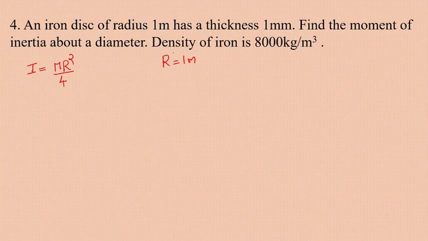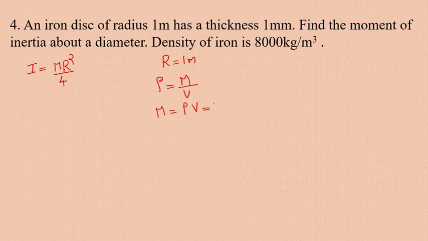Since the density is given, we use the concept that density is equal to mass by volume. So density rho is equal to mass by volume, or mass is equal to density into volume. What is the volume of the iron disc? It is area into thickness. That is mass equal to rho into pi r square into t, the thickness. We are given the thickness, that is 1 mm.